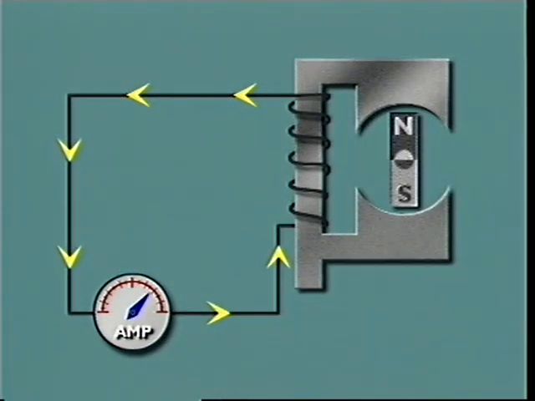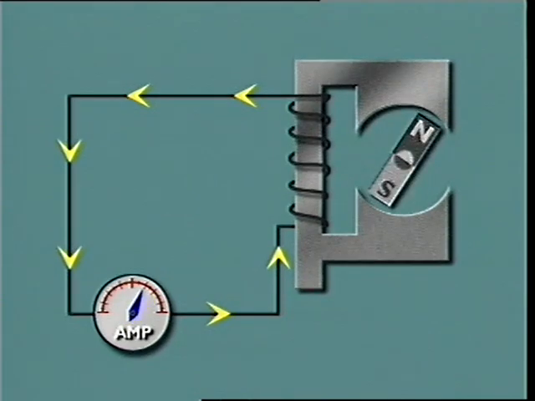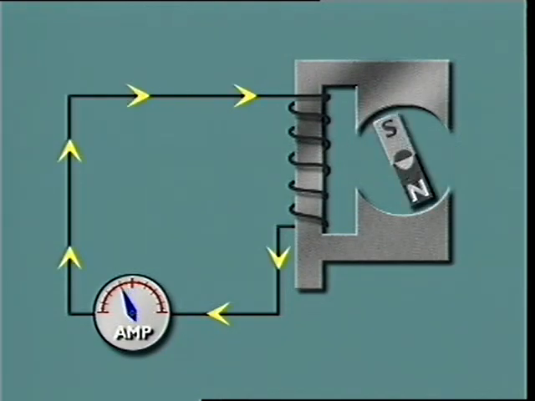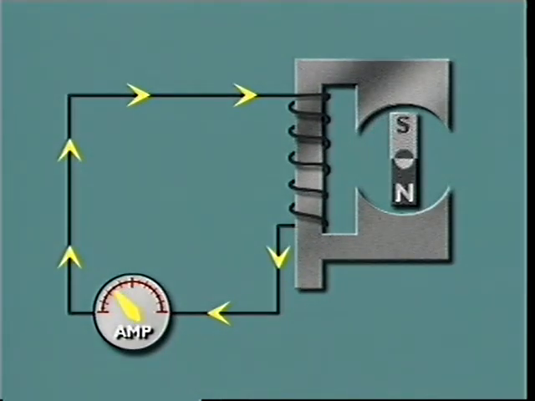When the north pole is up and south is down, voltage is induced in the coil, producing current flow in one direction. As the magnet rotates and the position of the poles reverses, the polarity of the voltage reverses too, and as a result, so does the direction of current flow.